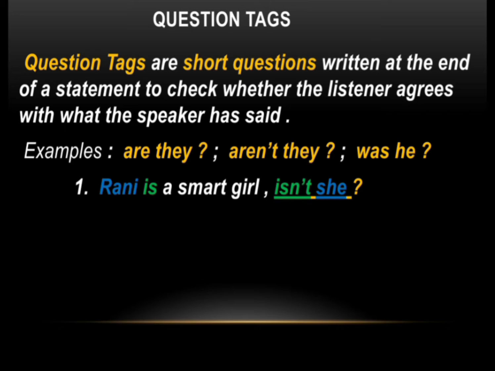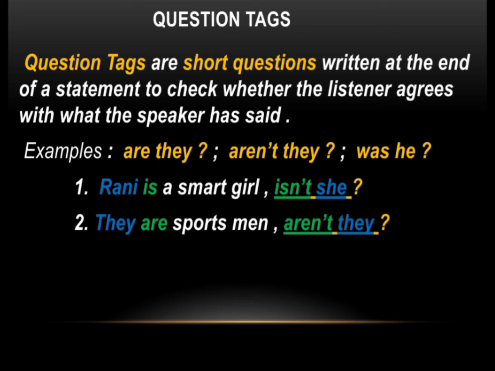Let us see these question tags in statements. The first statement: Rani is a smart girl. The question tag is, isn't she? They are sportsmen. The question tag is, aren't they?